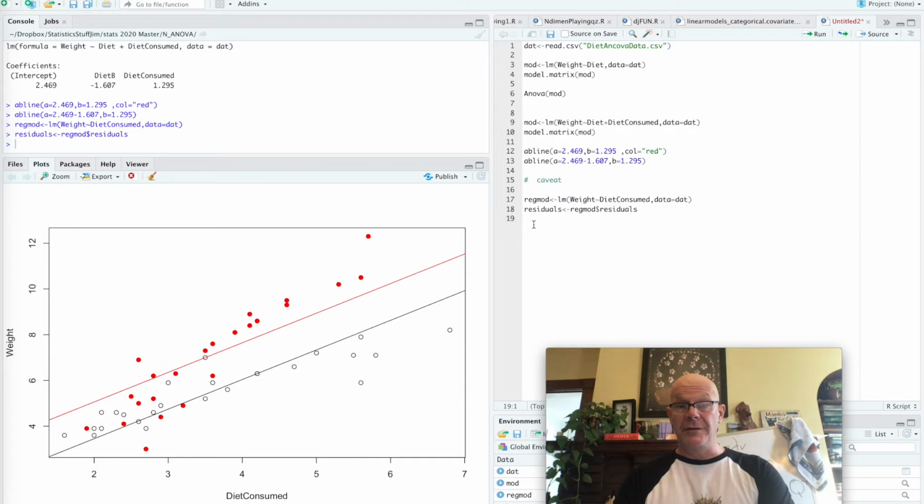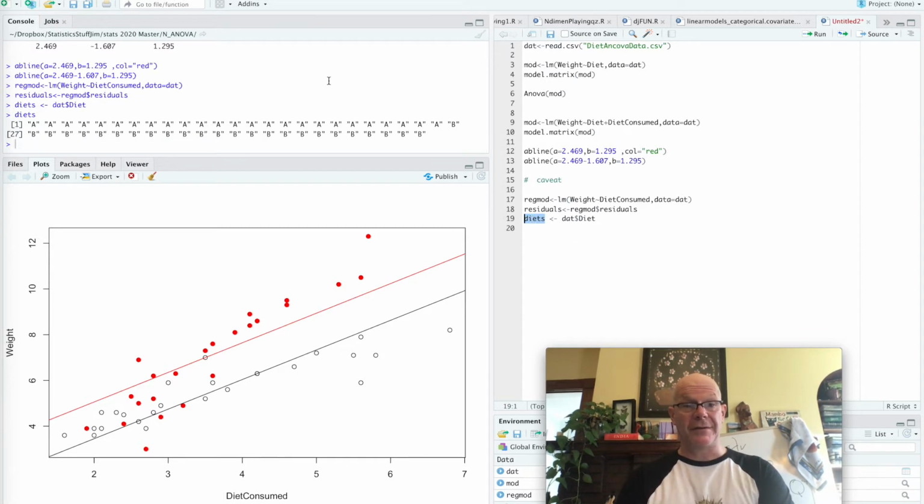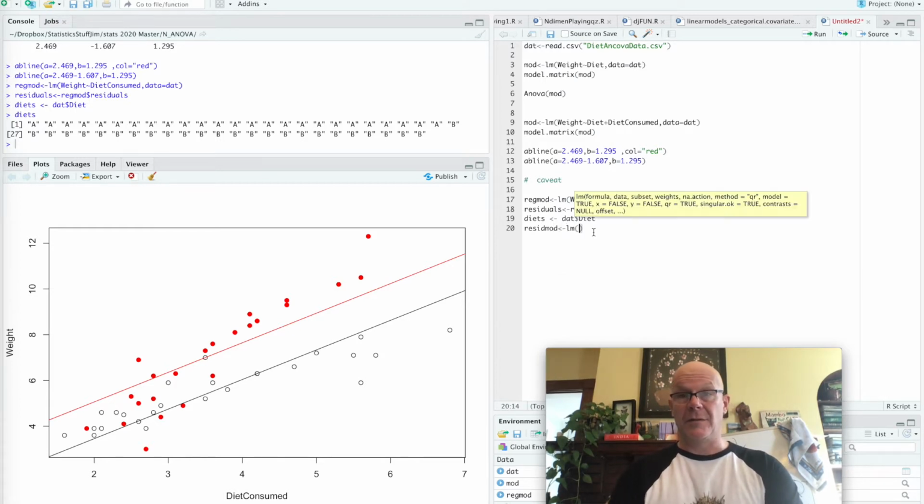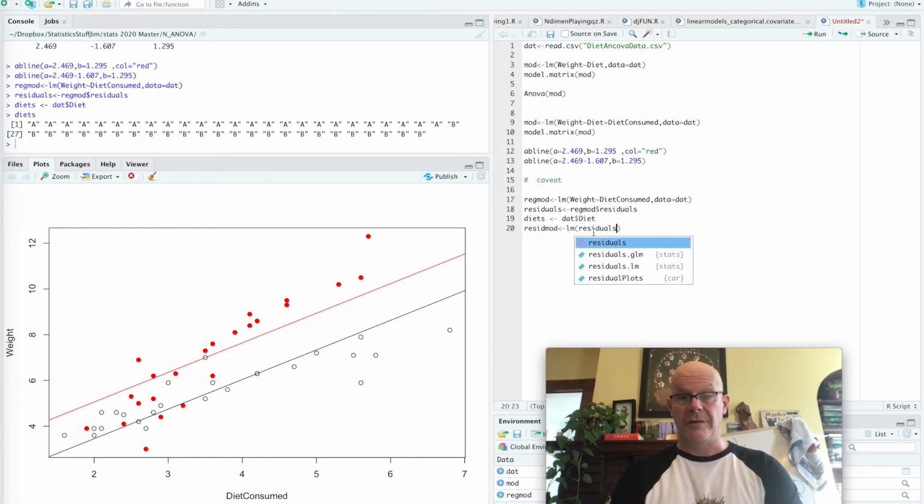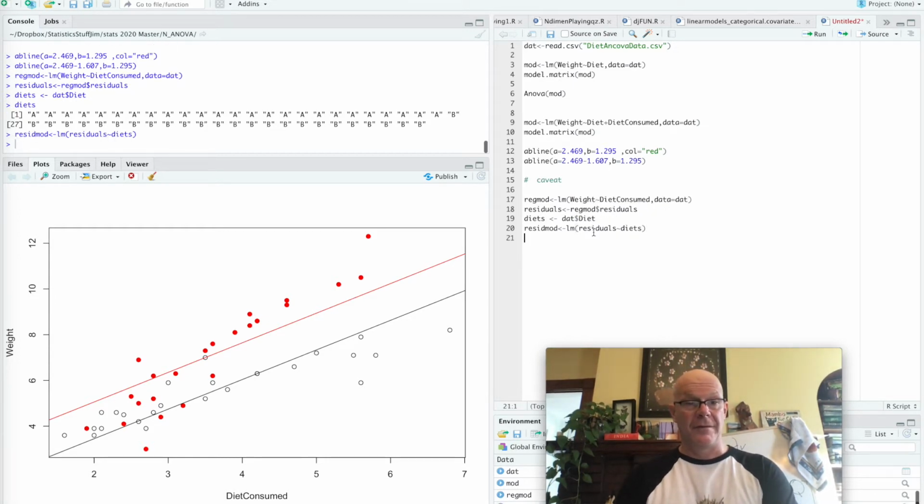And what I'm going to do then is create a new object, so that way R just knows what the heck I'm talking about, called diets. And diets is simply going to be what diet you're on. So I'm going to just extract it right from our big data matrix. So here's the different diets, right? And so I can run now a linear model on the residuals. Resid mod. It's a linear model where I will take my residuals and I will say they're some function of diets. And now we have our residual model.